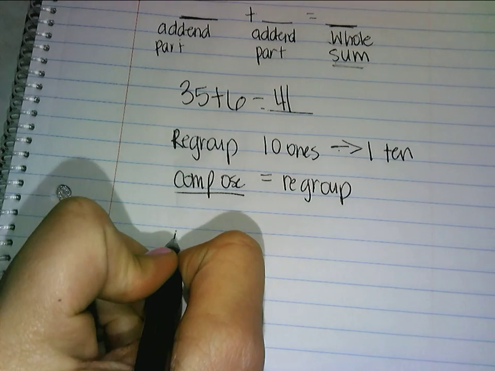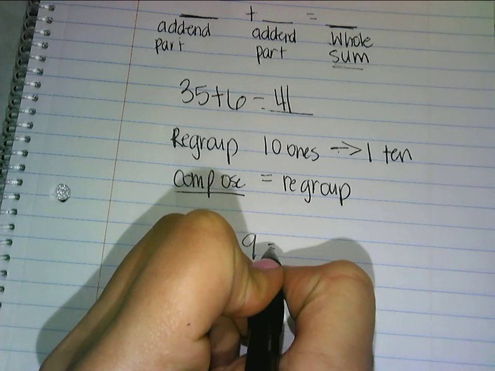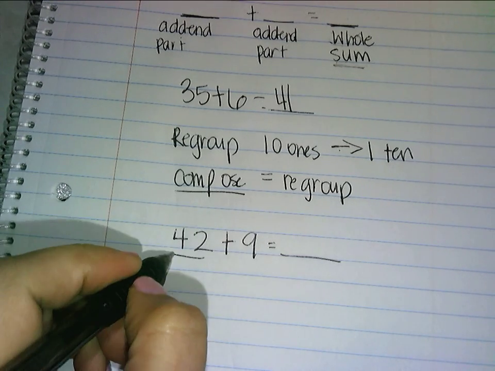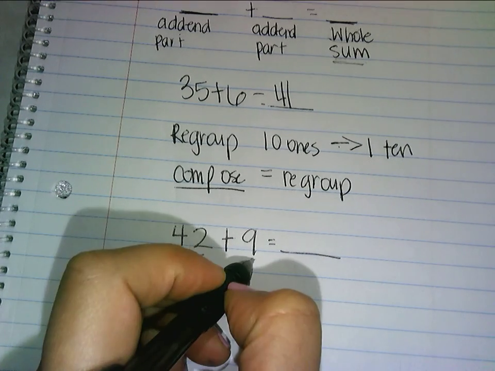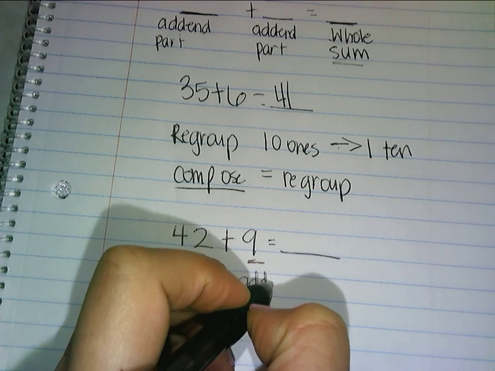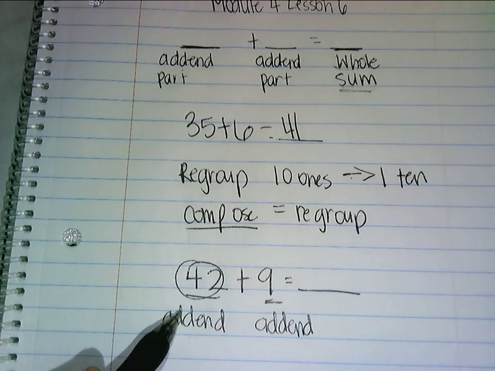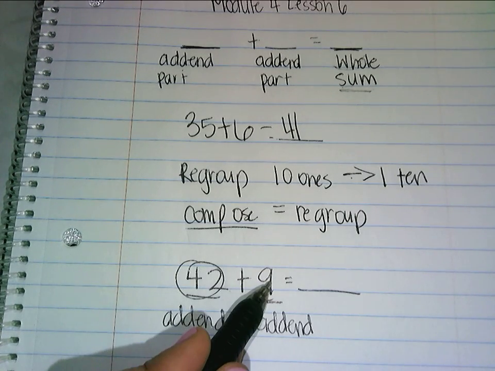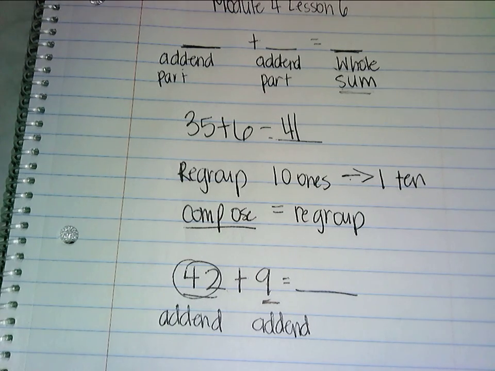Let's do 42 plus 9. Okay? Remember, 42 is an addend, and 9 is also an addend. This is the addend that has 2 digits. Remember, 4 is a digit and 2 is a digit. And 9 is also a digit, but this one has 2 digits. So that's considered a 2-digit number.